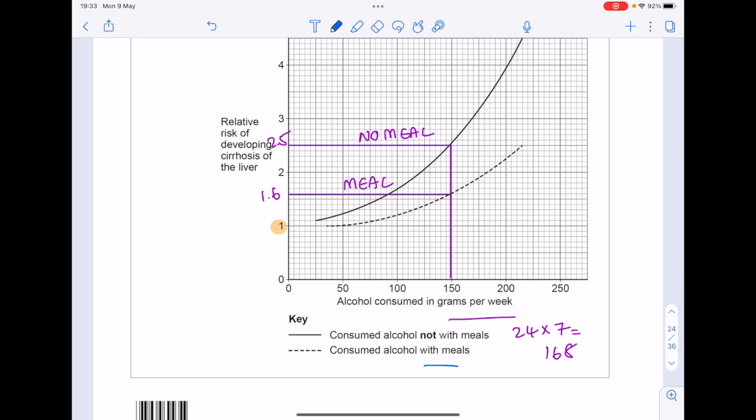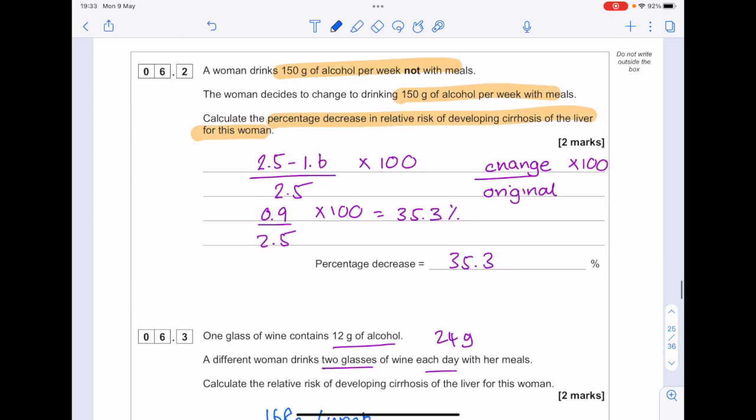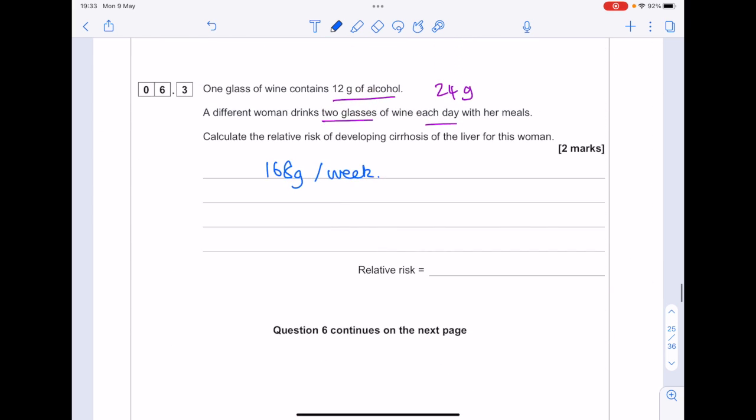So I need to look at the dotted line. It's about here, which makes it about 1.83. I'm going to say 1.8.